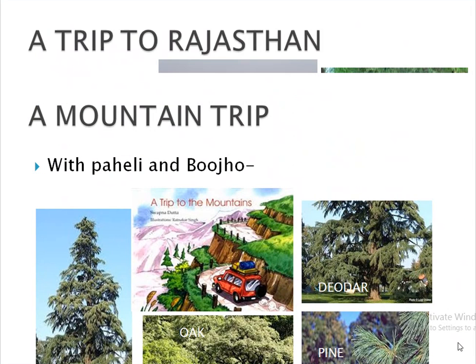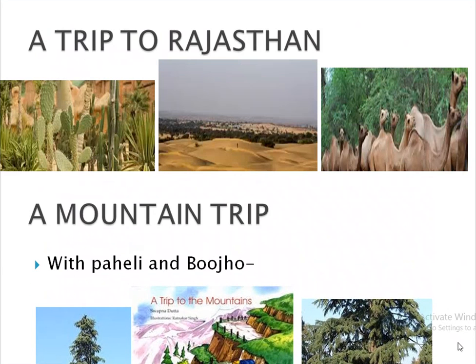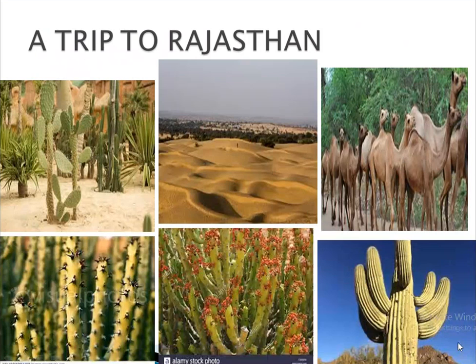On the next trip, they visited Rajasthan and moved on camels through hot deserts. They also collected different kinds of amazing cactus plants. You can see here. Some other animals like rats, snakes, and lizards are also found there.